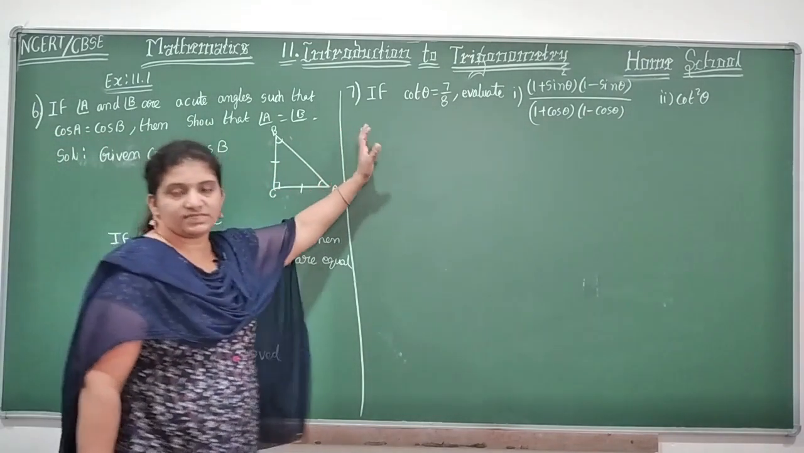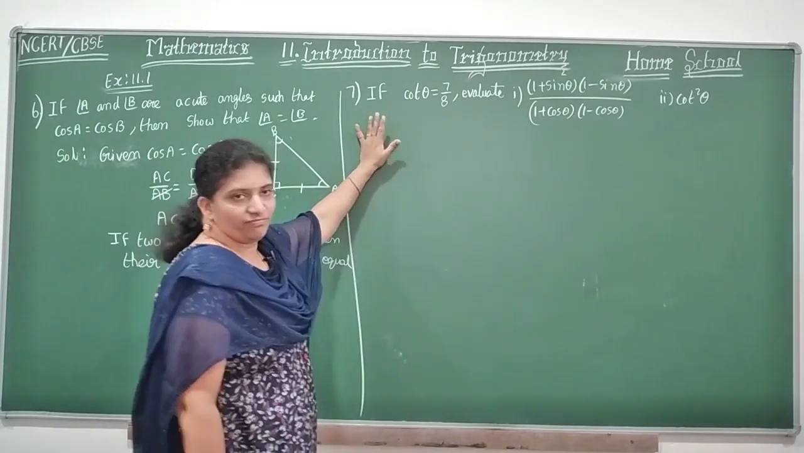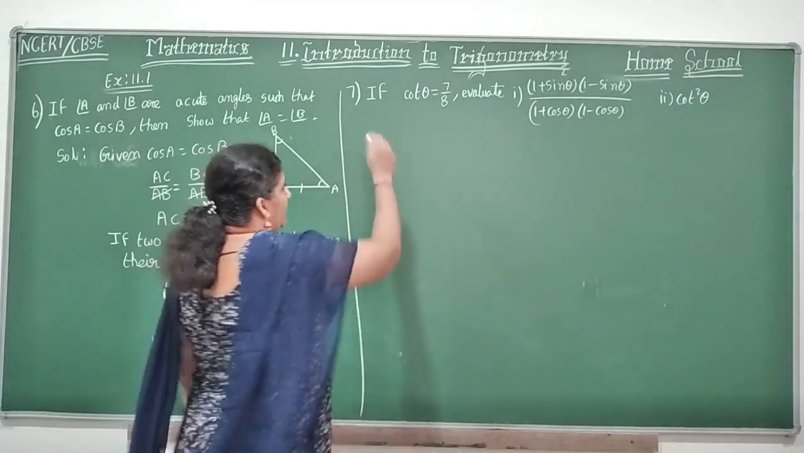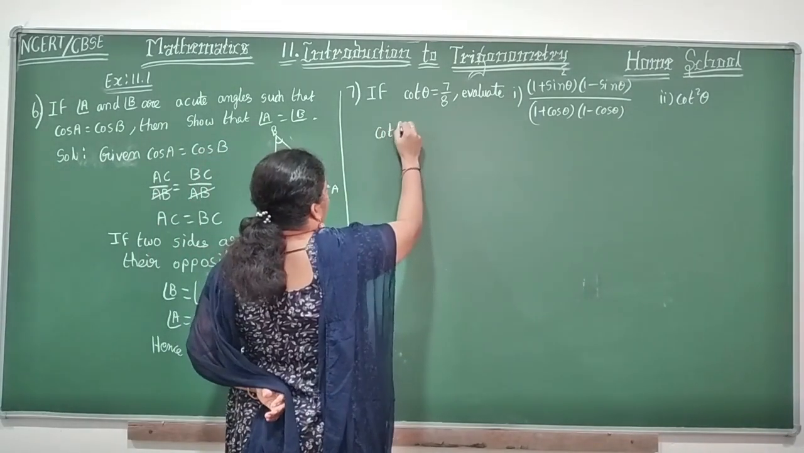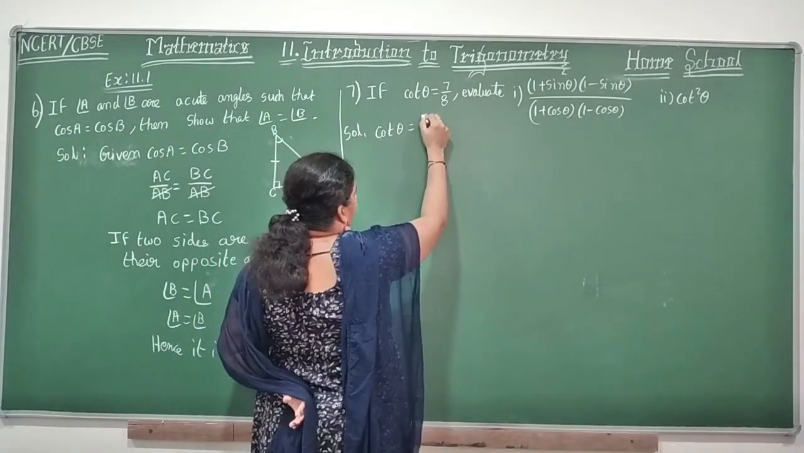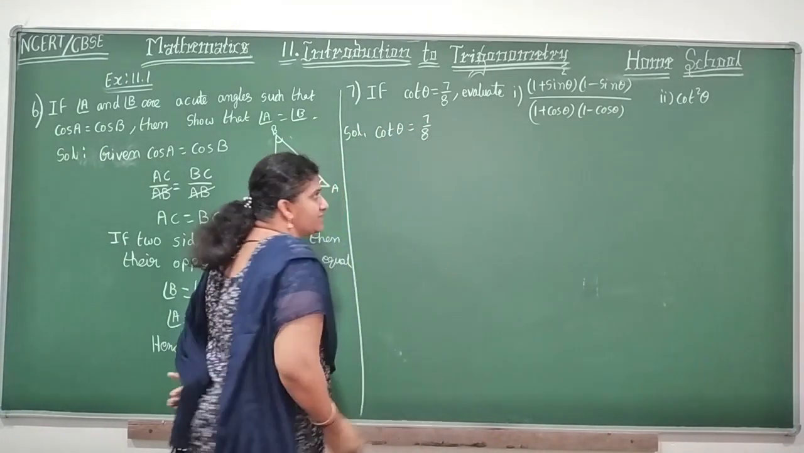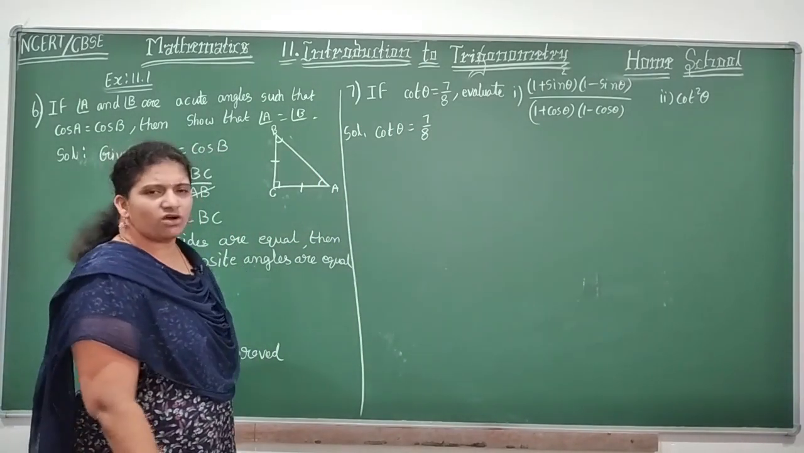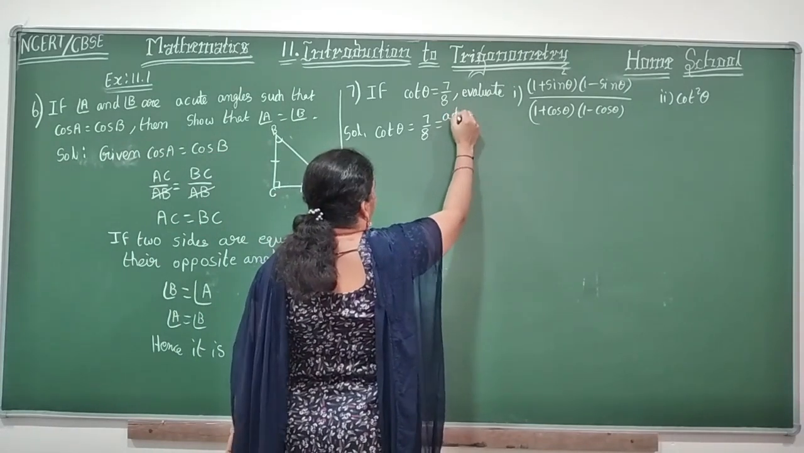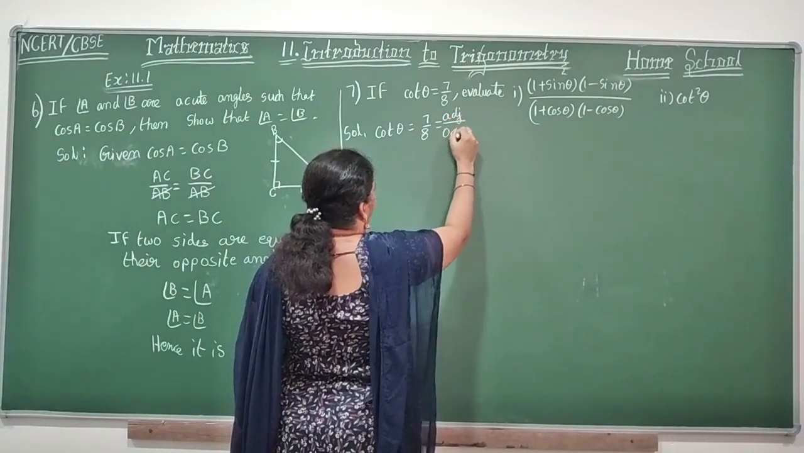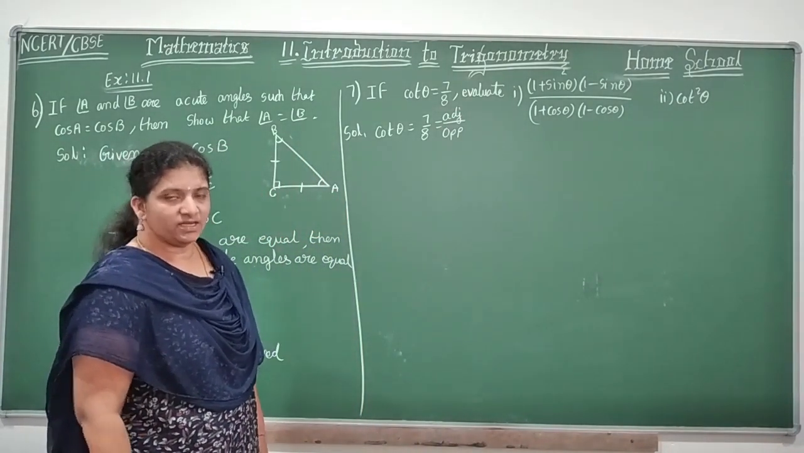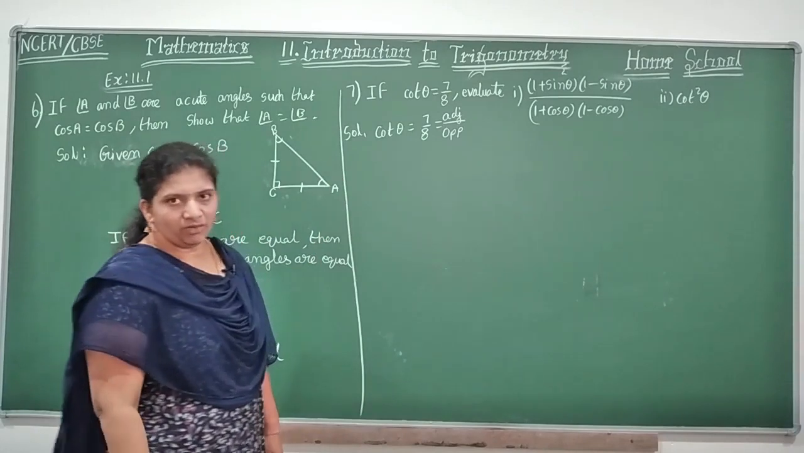Coming to the 7th problem here. If cot theta is equal to 7 by 8. So again, children, cot theta is given, cot theta is equal to 7 by 8. Okay, what is the cot theta ratio? Cot theta is adjacent by opposite, no? So I think we need to calculate the hypotenuse first, then we can find the remaining parts of the problem.